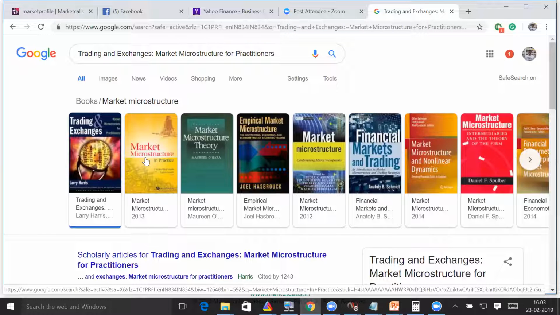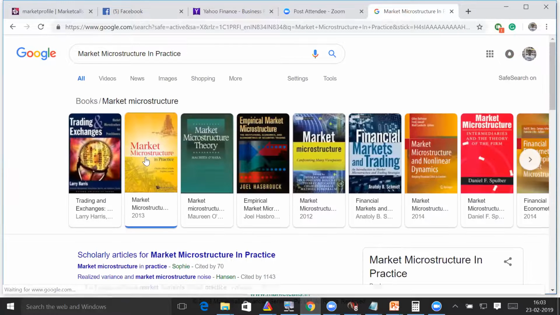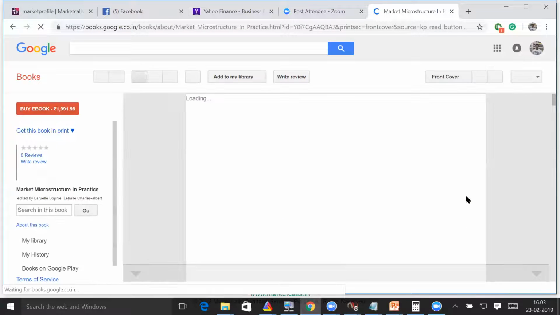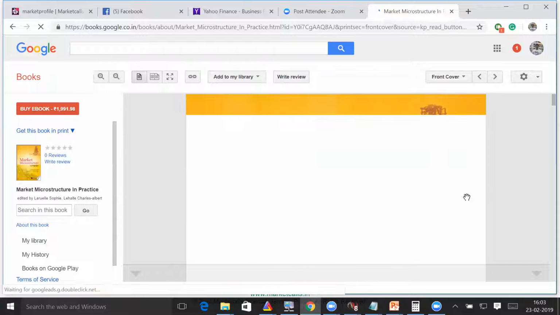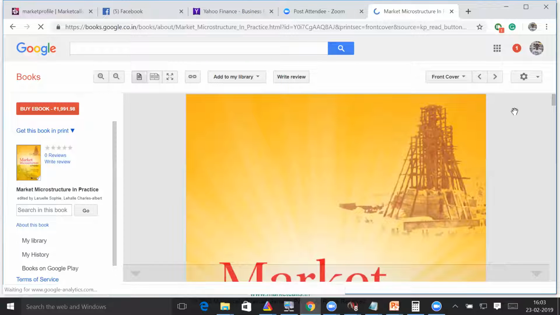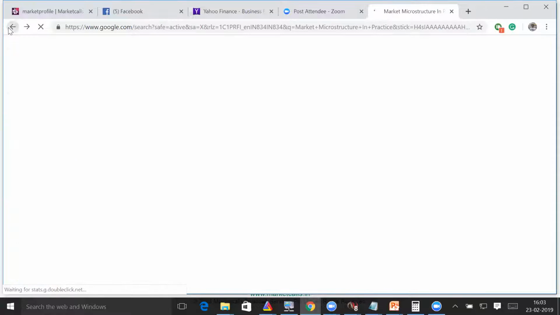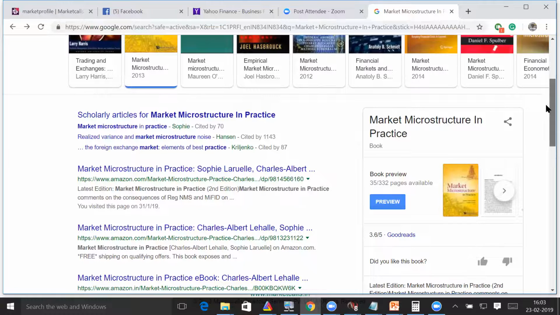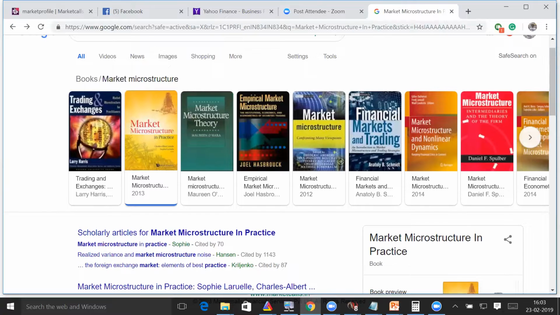These are two books. One is Market Microstructure in Practice, and the other is Trading and Exchanges with Market Microstructure. These two books are highly recommended, and they help you learn how orders are dealt with, how the market functions, and how market microstructure works.